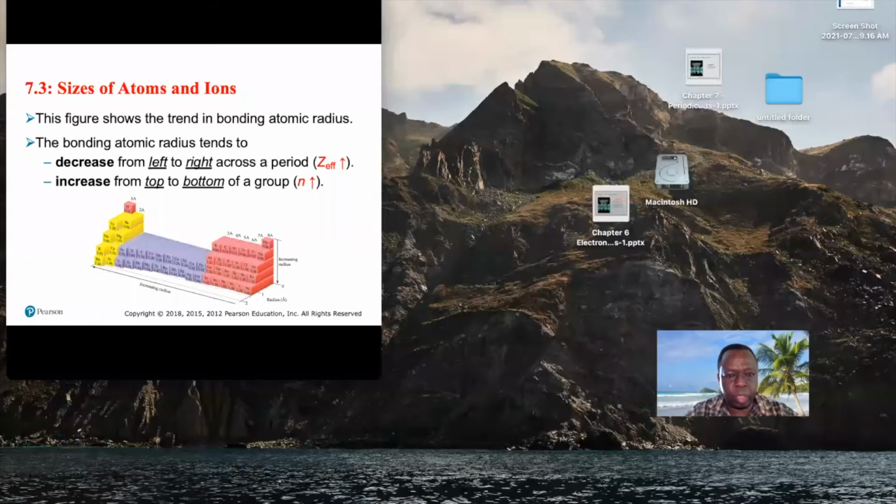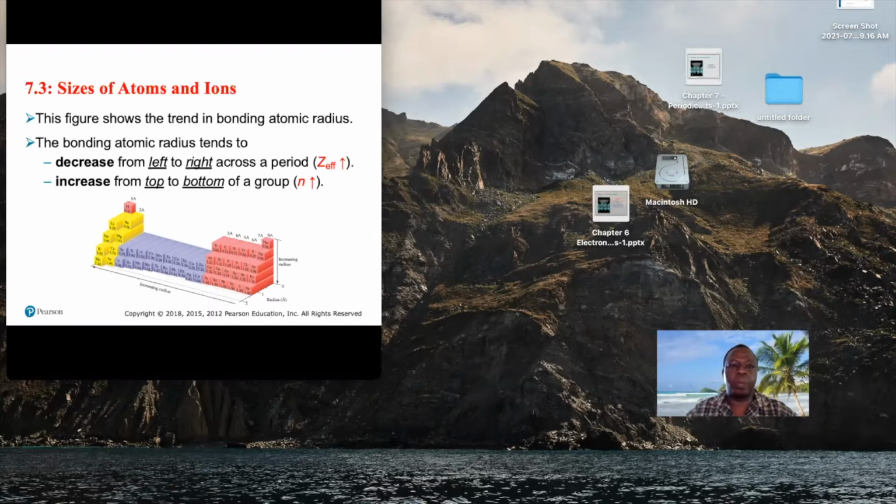The point here is just defining the radius and how the trend changes. As you move from left to right on the periodic table, you will see that as you go across the periodic table, the atomic radius decreases.